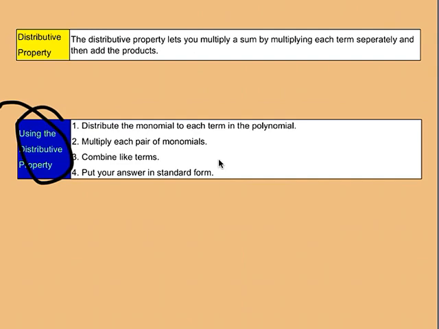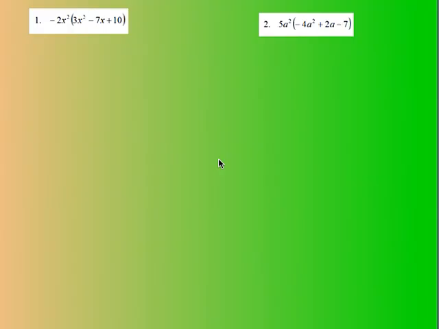So here's the step process you're going to go through for simplifying expressions. You're going to distribute the monomial into each of the terms in the parentheses. You're going to multiply each pair of the monomials by each other. You're going to combine like terms. And then finally, and probably most importantly, you need to make sure your final answer is in standard form. So you need your exponents going in descending order. Okay, so let's take a look at number 1.